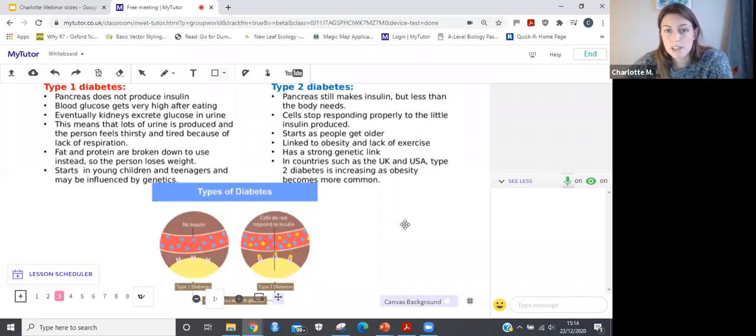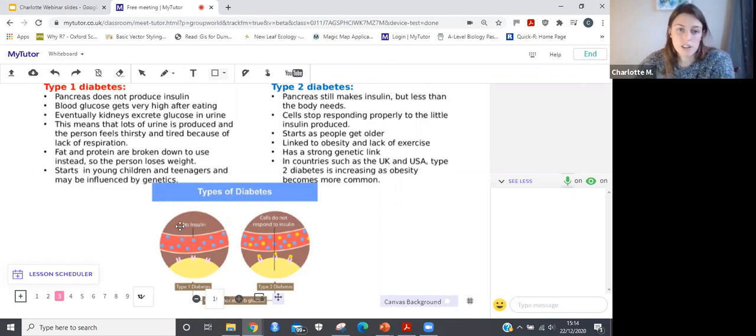Type 2 diabetes starts as people get older and is strongly linked to obesity, a lack of exercise, and a very carbohydrate and sugar-rich diet. It also has a strong genetic link, and in that way it's quite similar to type 1 diabetes. And in countries such as the UK and the USA, type 2 diabetes is increasing as obesity becomes more common.